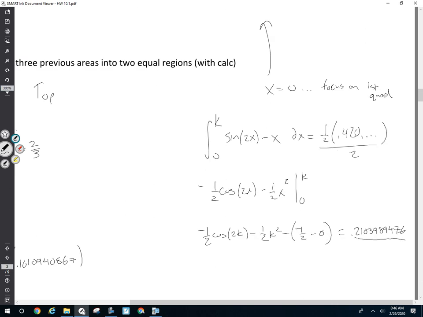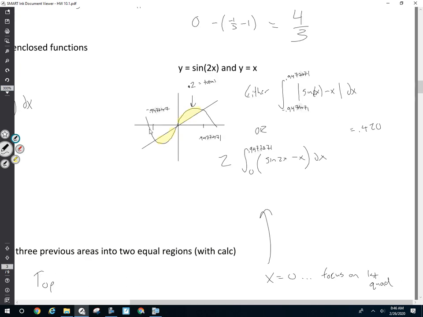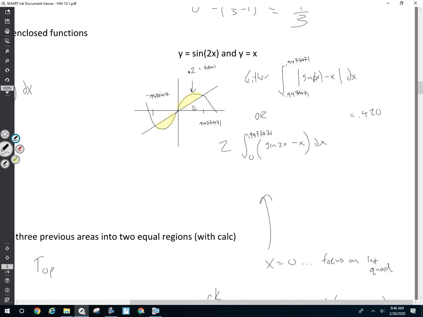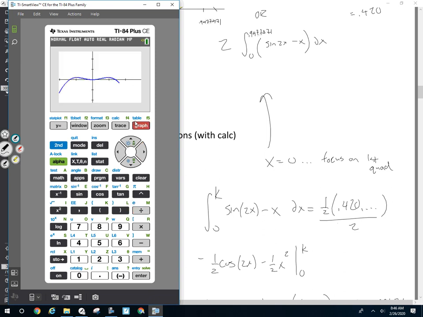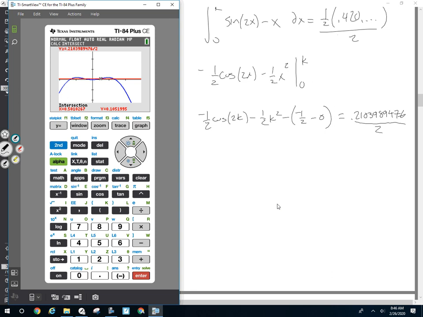Because I found the area of both of these regions, but I'm only focusing on this region, which means this region is half of this area, and then half of that is going to be half of my area. So I got to divide this by 2, and now I'm going to find the area. It's going to be right there, 0.501, so a little bit more than halfway.